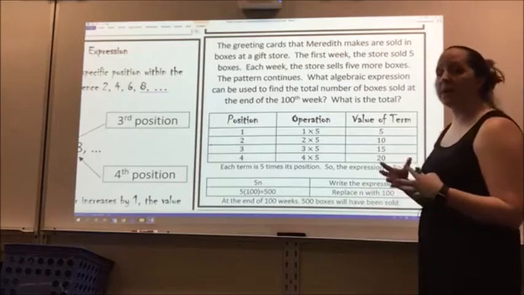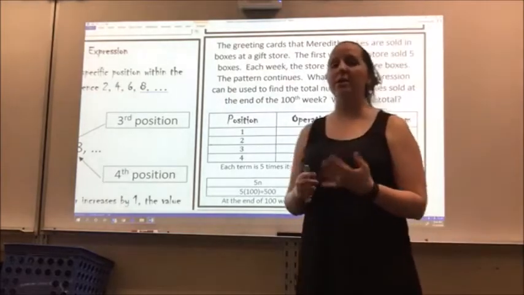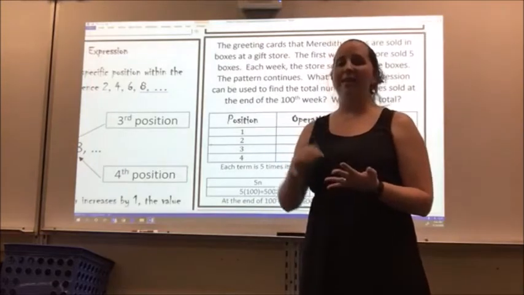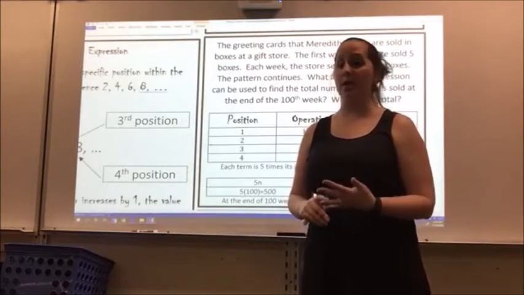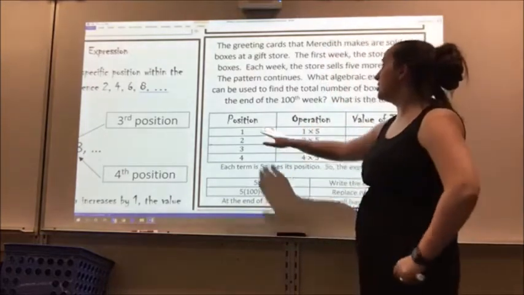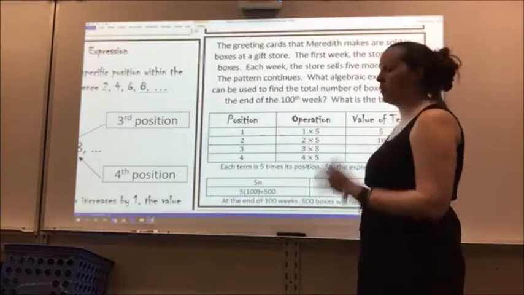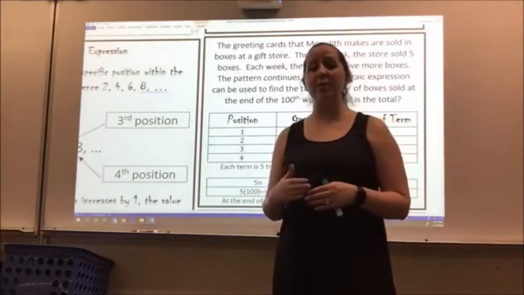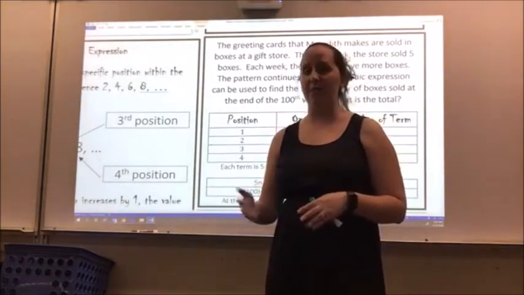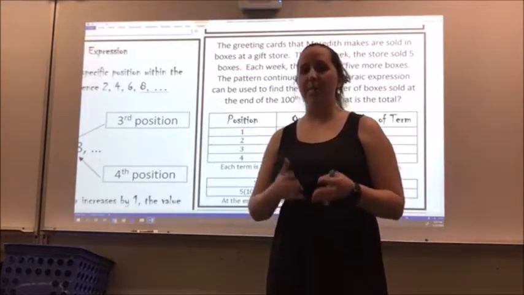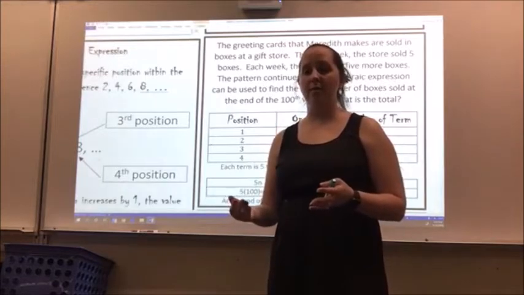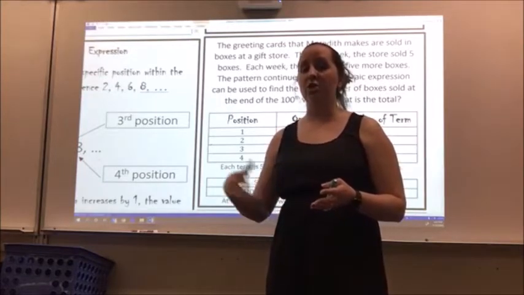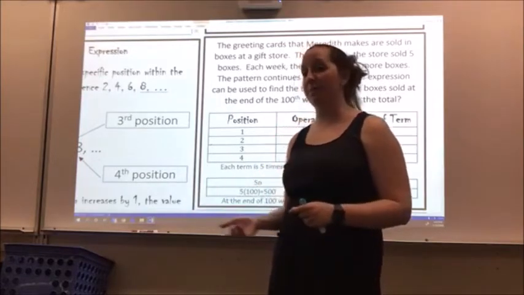Okay, so it's asking me a couple of things. It's asking me first to find an expression and then to find for the 100th week. So, my first position, they sold 5, right? Every week after that, they sell 5. So my arithmetic sequence goes up by 5 each time. So my term goes up by 5 each time, and the position number goes up by 1.